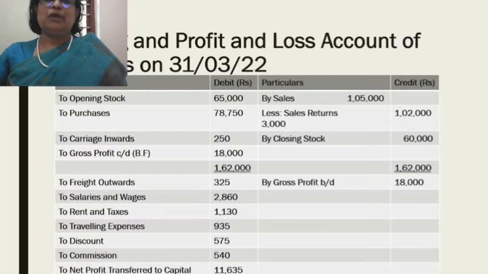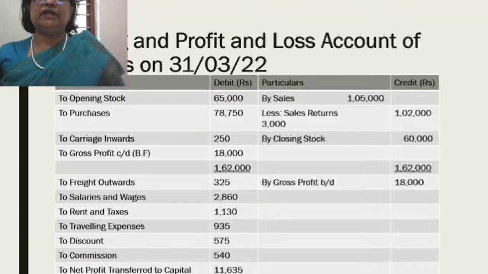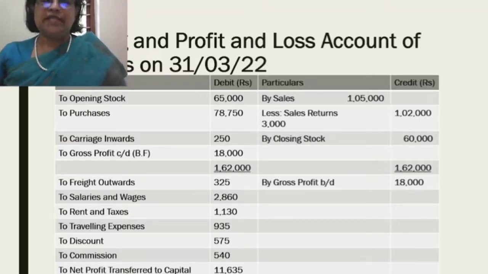Now we will see the problem. Trading and profit and loss account of Mr. A as on 31/3/2022. Opening stock 65,000. To purchases 78,750. To carriage inwards 250. To gross profit carried down, that is the balancing figure, because you have to see which side is higher. So you are getting 18,000.